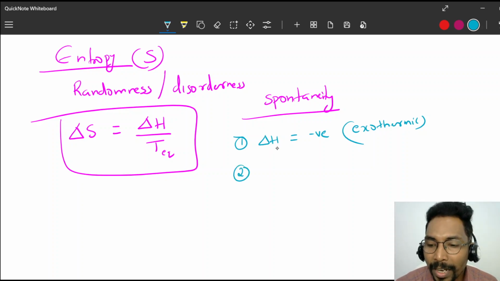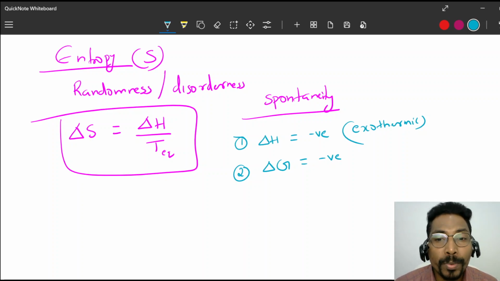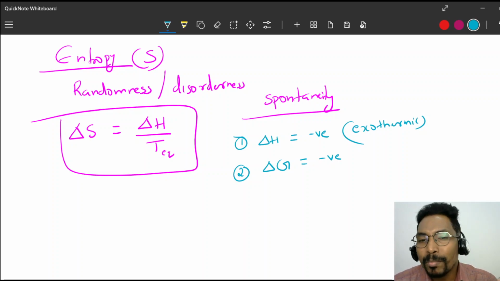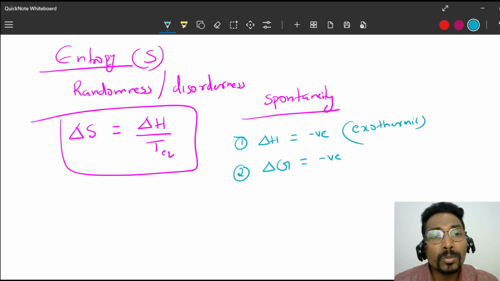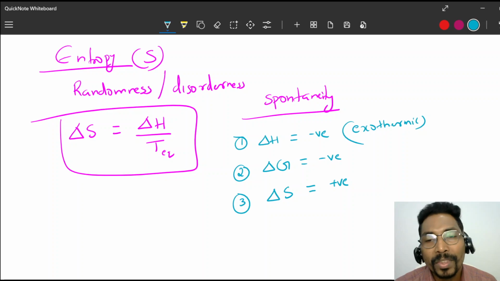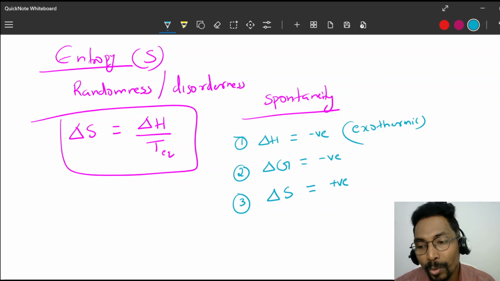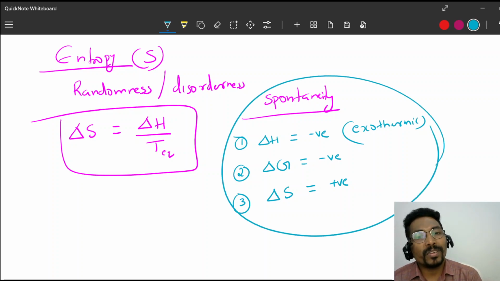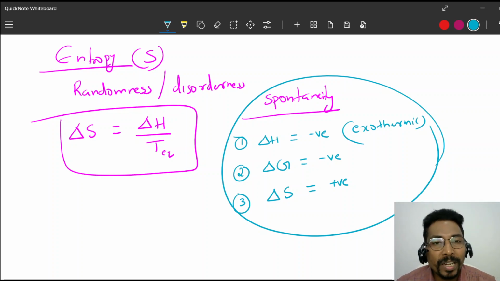And second point, delta G also should be negative, because the system will be doing work, so the amount of energy which is useful to do work should be decreasing. And third factor, very important, delta S should be positive, which means the entropy of the system must increase. Clear? So delta G should be negative, delta H should be negative, and delta S should be positive. These are the criteria for spontaneity.